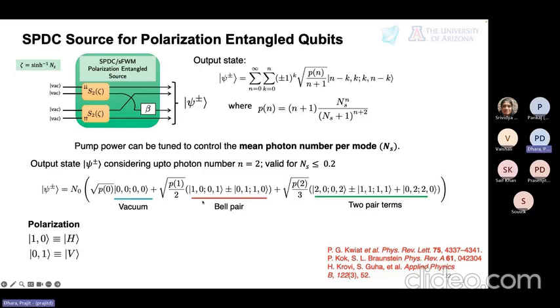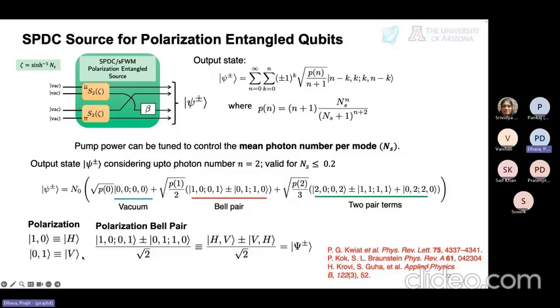Just to show you why I call this the Bell pair, in the polarization entangled basis, 1,0 can be treated as H and 0,1 can be V, or vice versa. There's no preference to which term you choose to write it down. So then 1,0,0,1 plus 0,1,1,0 is nothing but HV plus VH. So if Alice measures some horizontal, Bob knows it's going to be vertical, and vice versa.